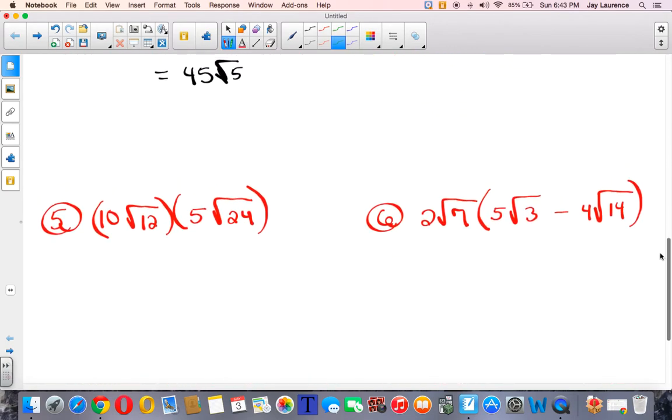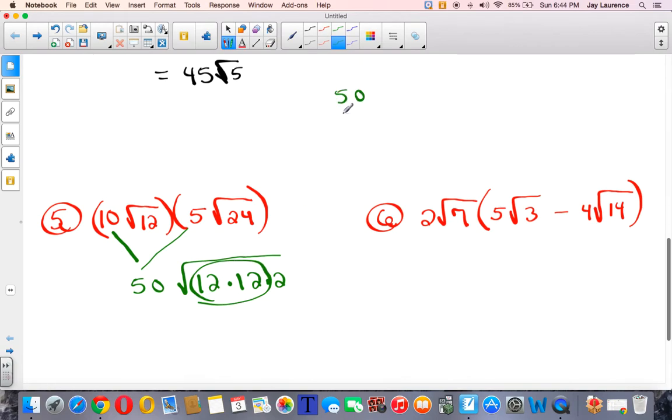All right, let's try number 5. I'm going to multiply 10 times 5 and get 50. All right, and I'm going to have 50 times the rad of 12 times 12 times 2. These 12s are going to leave the house. I'm going to need to do 50 times 12. Well, it might be easier to just think 12 times 5 is 60. So 50 times 12 must be 600. So this will be 600 rad 2. Okay?